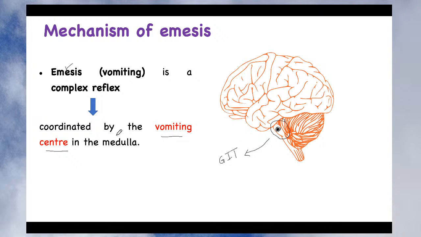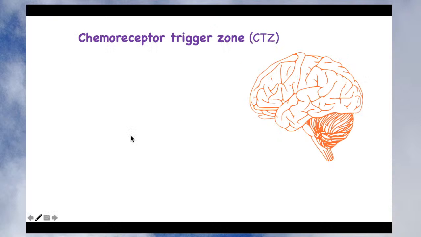So the center involved, that you must remember, is the vomiting center. Where is it present? It is present in the lower part of the brain, that is the medulla. So this is the first part of the mechanism. In addition to this, there is a very important role of the chemoreceptor trigger zone. Especially in case of blood-borne emetic substances, any emetic substances that come in contact with the blood are called blood-borne emetic substances.